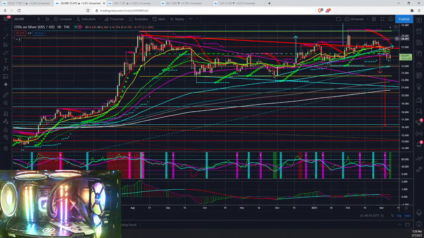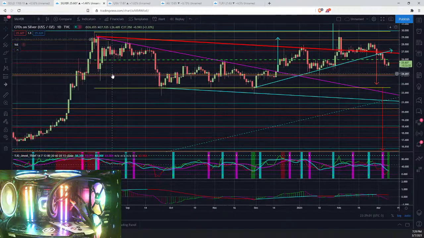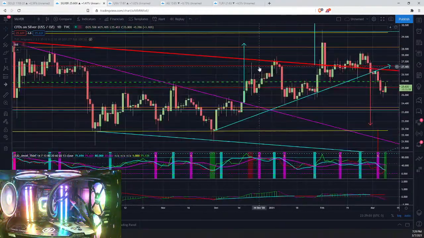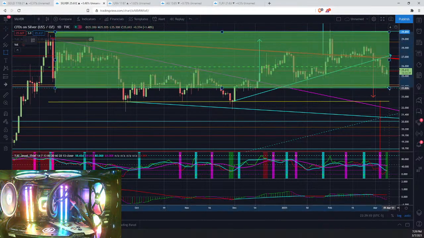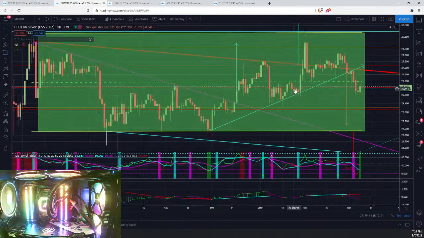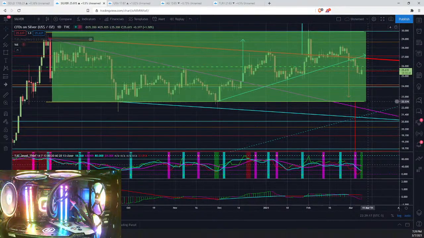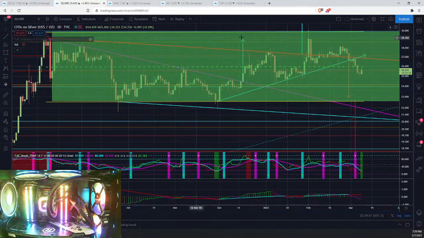All right, silver. Silver is technically more bullish, but not looking great here. It's the same channel we've been operating in, and I've been talking about forever. I talked about it before it even happened, actually. This is our trading range. That's silver in a nutshell. Selling resistance, buying support. Selling resistance, buying support.